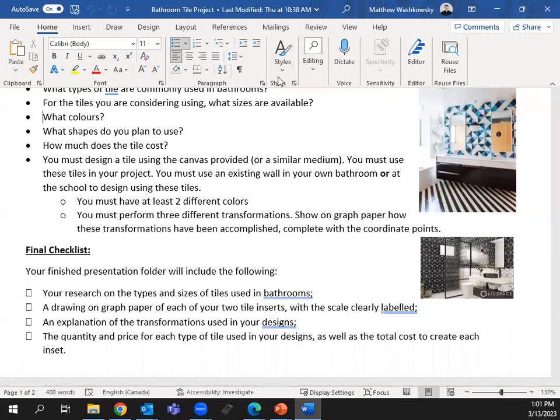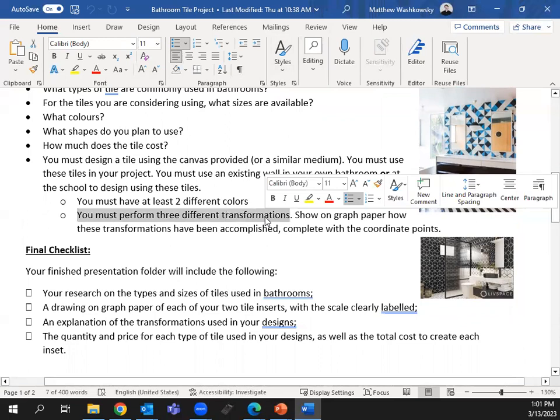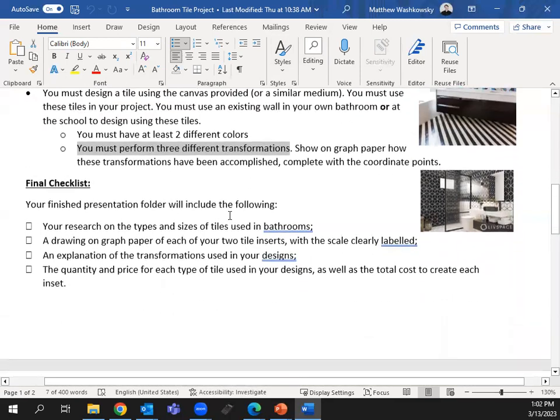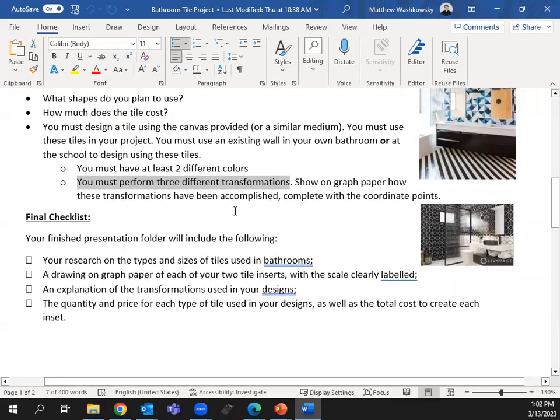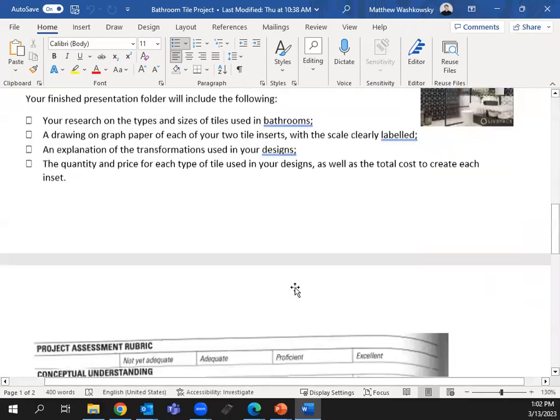And then what you also have to do separately is show three different transformations of that same tile you've done. And you have four different ones to pick: dilation, rotation, reflection, and then of course just translating it, moving it. So when you're done, you should have your tile to submit. You should have those three transformations on a separate piece of paper, just showing what it would look like. You should have a breakdown of the cost, your research, how much it would cost to do absolutely everything. And then it's the drawing on graph paper of the insert, which is what you've done. And then of course it's assessed on this stuff here.